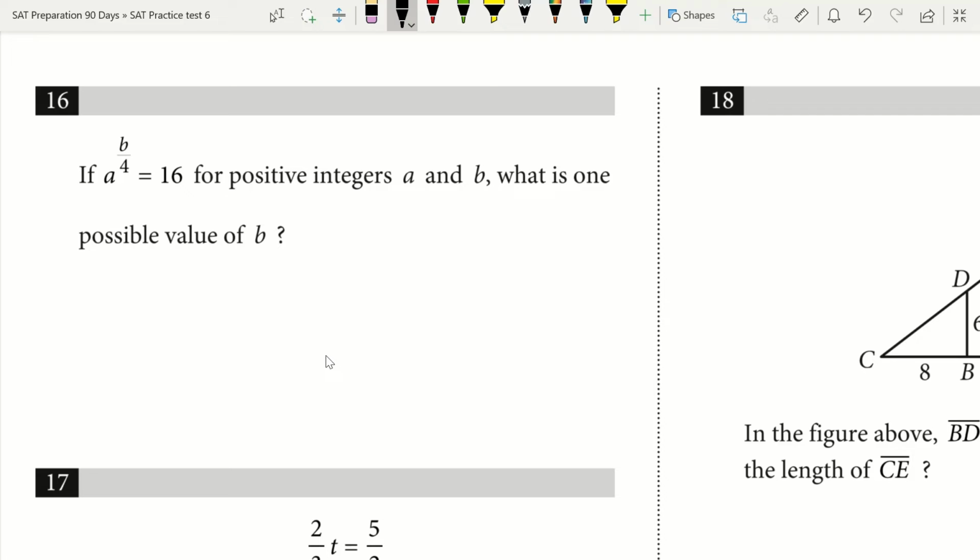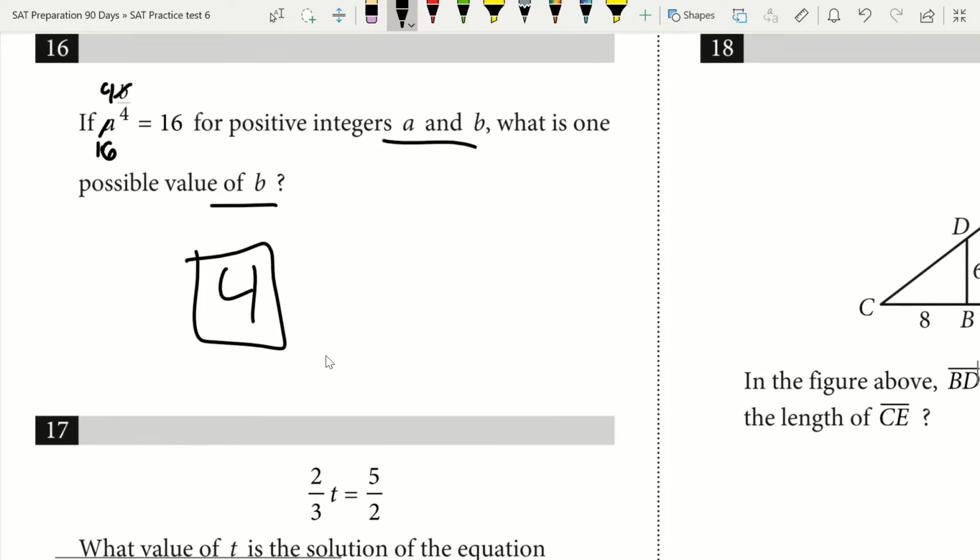Okay, we have if a to the power of b over 4 equals 16 for positive integers a and b, what's one possible value of b? Okay, well, a could be 16, in which case I'd have 16 to the power of 1, which I would need to have b as 4 then, because 4 over 4 is 1. So possible value for b is going to be 4.